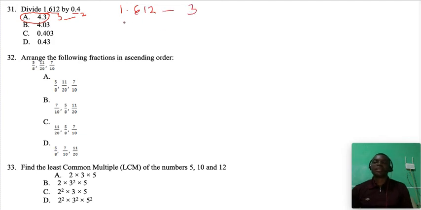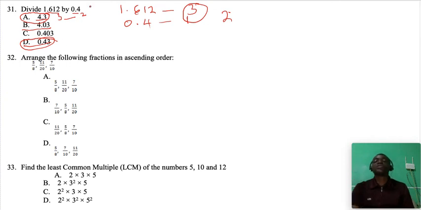It has 3 decimal places. Then 0.4 has 1 decimal place. So when you take the difference, you get 2. So the one with 2 decimal places, you look at them. A is 4.3, B is 4.03, then C is 0.43. So the answer will be D.